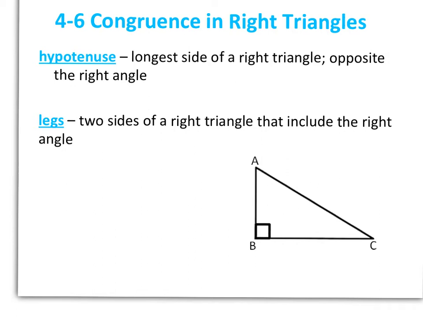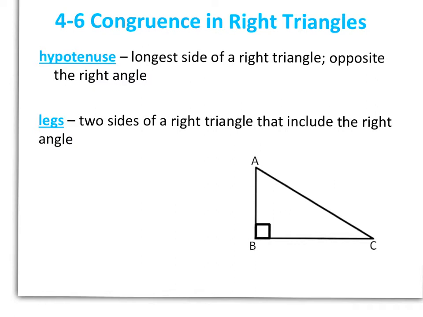This is our last section in Chapter 4 and our last topic with congruence in triangles. Section 4.6 is congruence in right triangles. Remember, the hypotenuse is the longest side of a right triangle. It is opposite the right angle. The legs are the two sides of a right triangle that include the right angle.